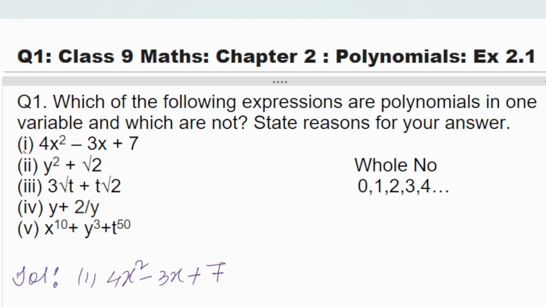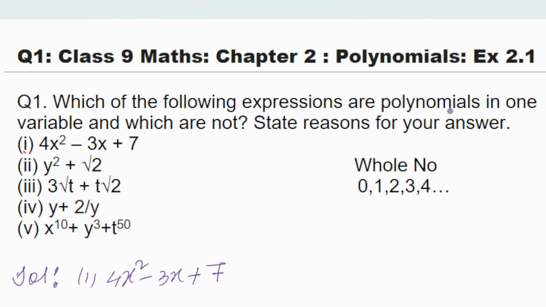So today we'll start exercise 2.1. Alright guys, we'll do it one by one, with the basic concept of polynomials. Before you understand this type of question, you should know what a polynomial is and also what a whole number is, because whole numbers are very important for polynomials. So let me make you understand the polynomial.